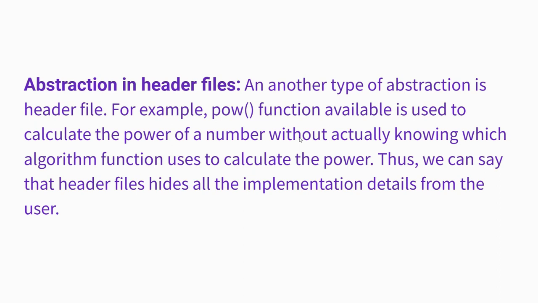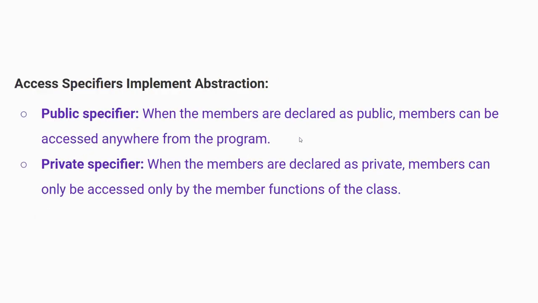Abstraction in the header files. Another type of abstraction is the header file. For example, the pow function available is used to calculate the power of a number without actually knowing which algorithm the function uses to calculate the power. As discussed earlier, we can say that header files hide all the implementation details from the user.